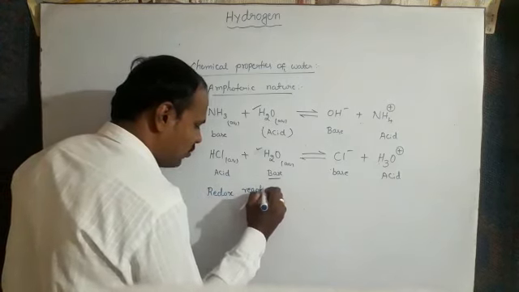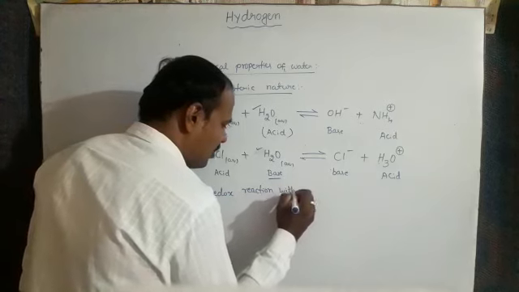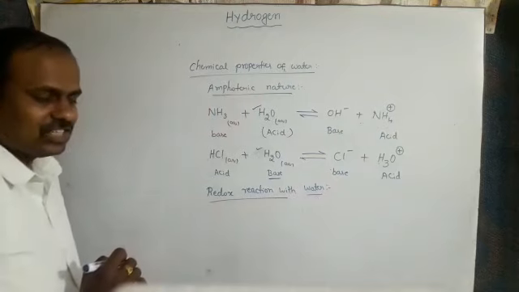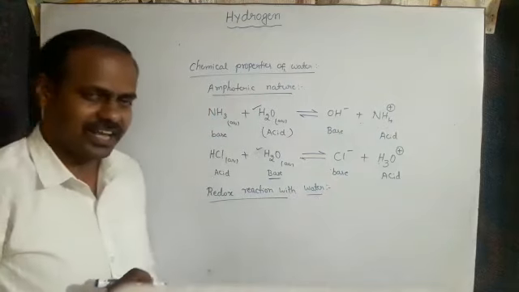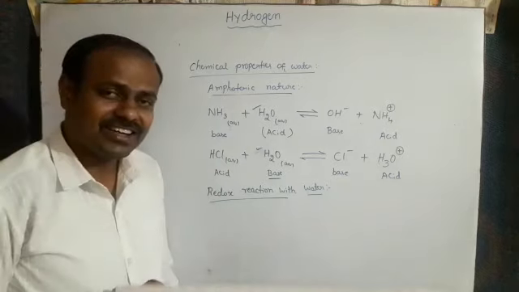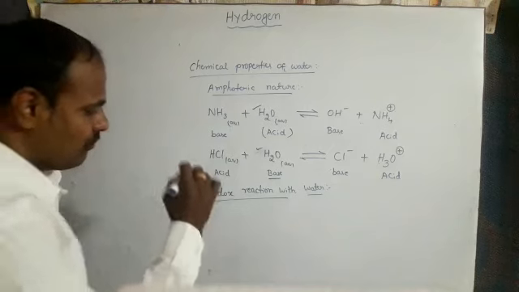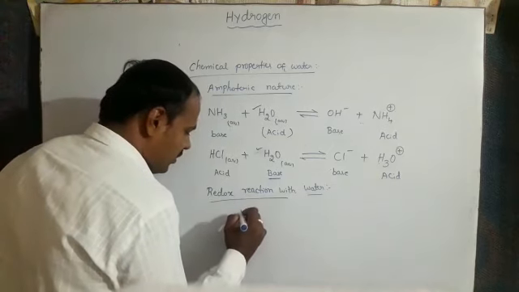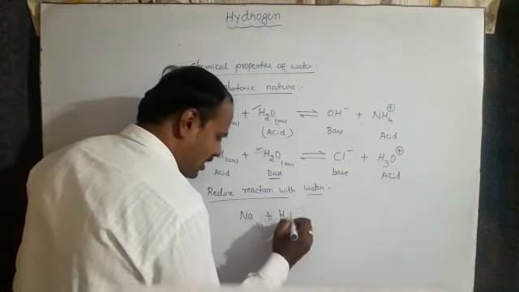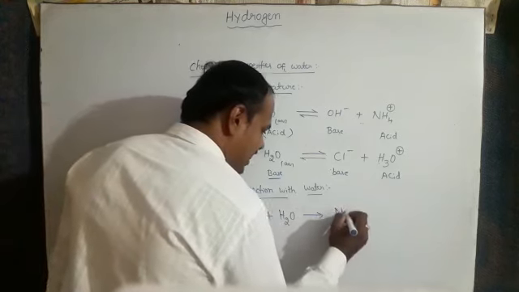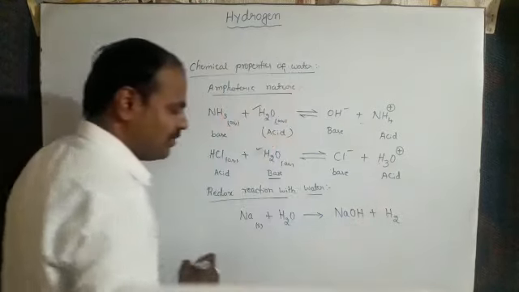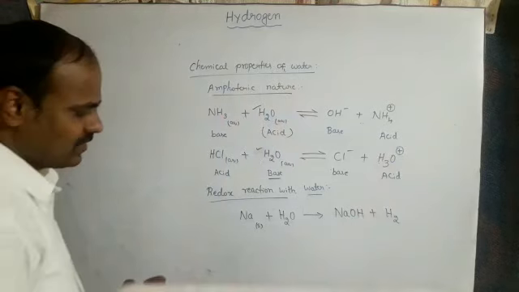Redox reaction with water. What do you mean by redox reaction? Both oxidation and reduction reactions taking place simultaneously during a chemical reaction is called a redox reaction. For example, here sodium metal is treated with water molecule, which gives NaOH, sodium hydroxide, and hydrogen gas.